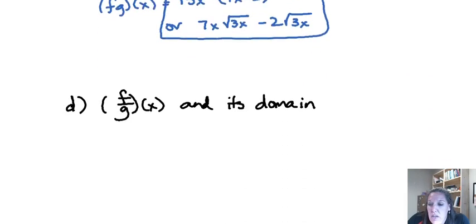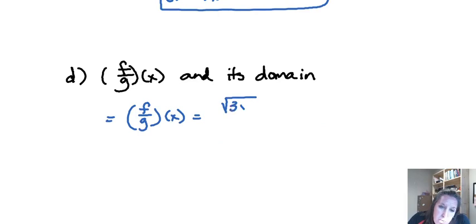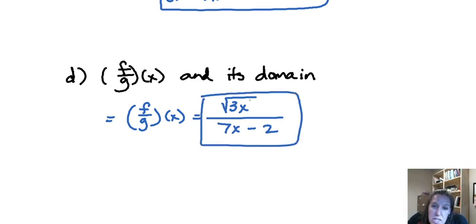All right, this last one, we've got f over g of x, and so we're going to take f of x and divide by g of x, which is going to be the square root of 3x over 7x minus 2. And here we've introduced a fraction. And so this is all that we can do as far as the function itself. That's going to be our function f divided by g of x.